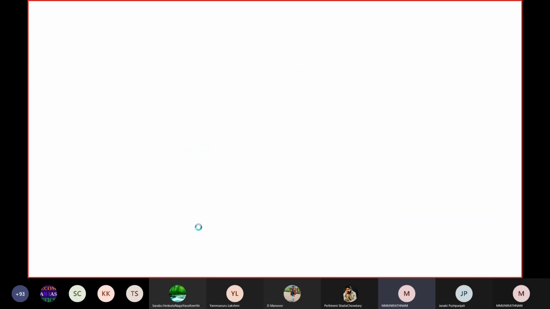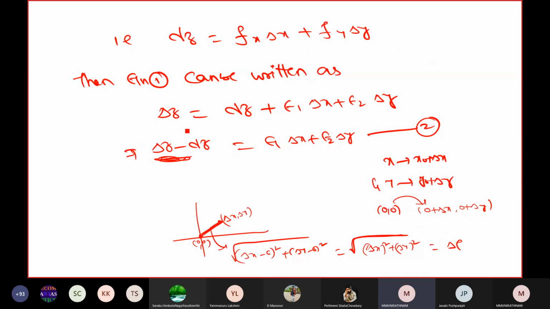Delta z minus dz equals epsilon 1 delta x plus epsilon 2 delta y. So I have delta x, delta y tending to 0. Now, what about the increment from the origin? I can verify that from (0,0) to (delta x, delta y) is the square root of delta x whole square plus delta y whole square. I call this delta rho, the small increment of x and y.